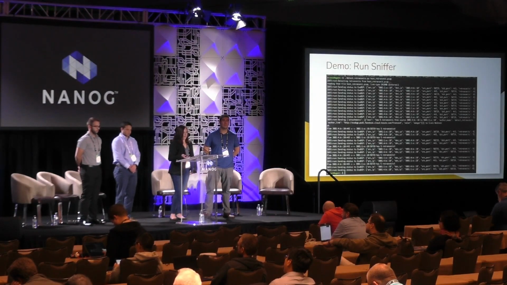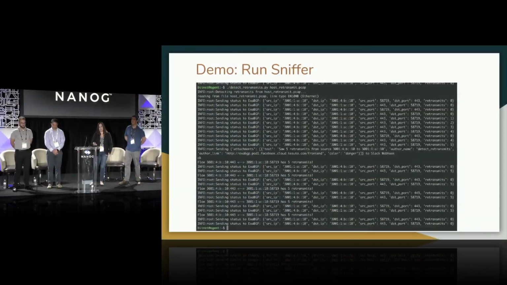The sniffer ran, and for the purposes of the screenshots here, this was just using a pre-existing PCAP, but this actually also works live on the wire. You can see for every packet that it processed that it sent a status message to our exabgp-based API. And then as soon as the retransmit threshold was hit, which was in this case 5, it sent a notification to Slack and continued to send data to the API.